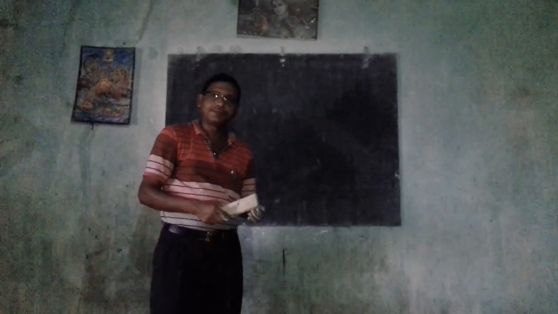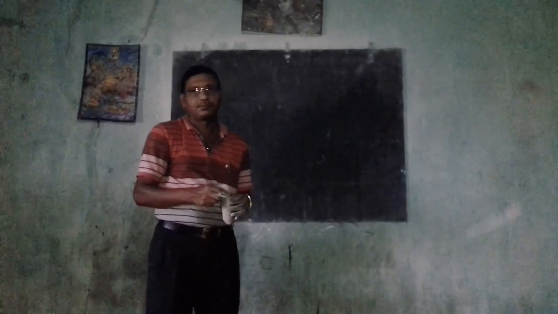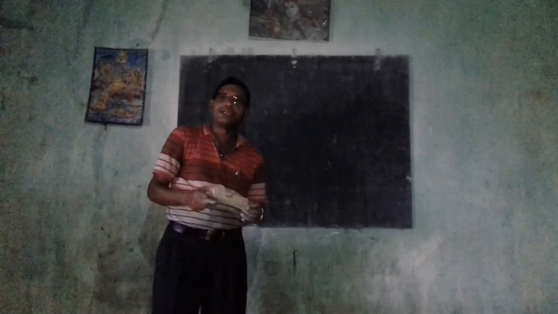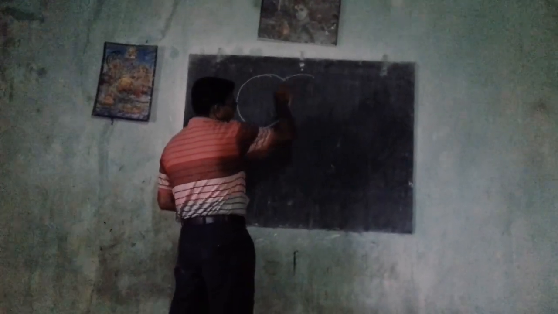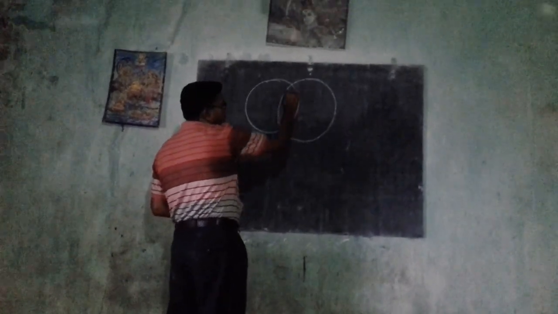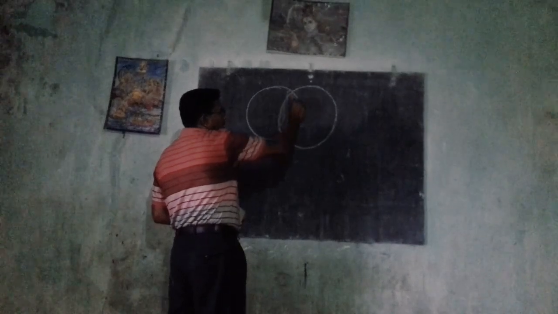Last class we studied some portion of refraction. Now we study the refraction of the spherical lens. Spherical lenses come from two spheres. Suppose here is one sphere and another sphere here. Two spheres. In the middle portion we can cut it. It is one type of lens.